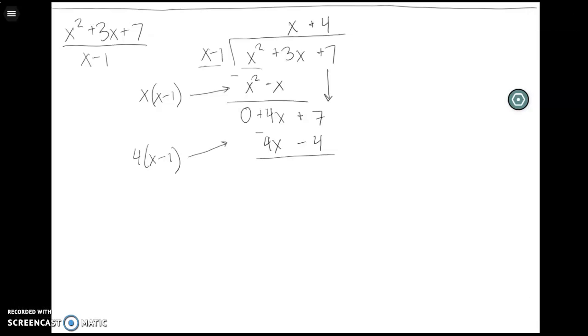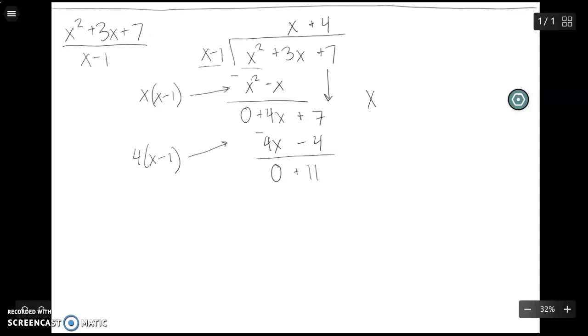So the 0 we can just ignore because it's 0. We have the 4x minus 4x, which gives us 0. And then we have the 7 minus a negative 4, which is the same as 7 plus 4. So I'm left with a remainder of 11. I made it to the end of my polynomial. I've divided everything out. So now it's time to write the quotient and express the remainder.